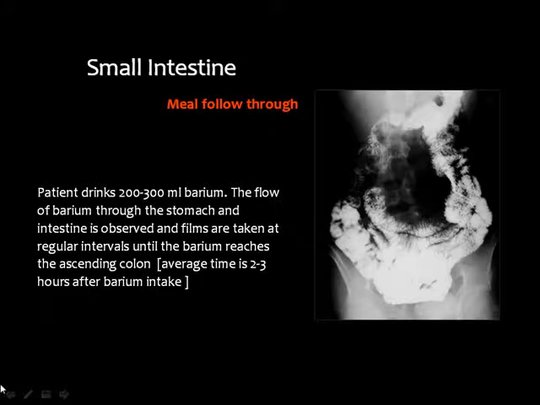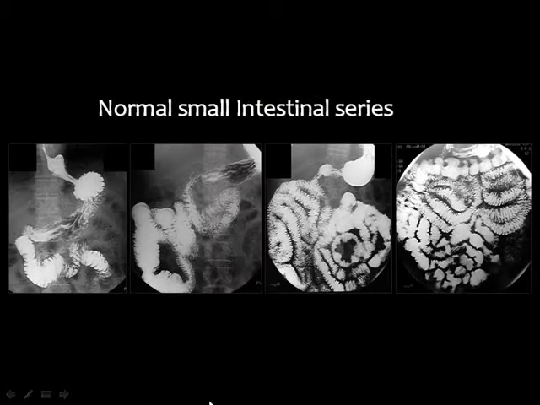Then we came to the small intestine, and we examine the small intestine by what is known as barium meal follow-through. We give the patient barium fluid, and we radiograph the abdomen at intervals, usually at 30 minute intervals, in order to see the flow of barium along the different parts of the small bowel.